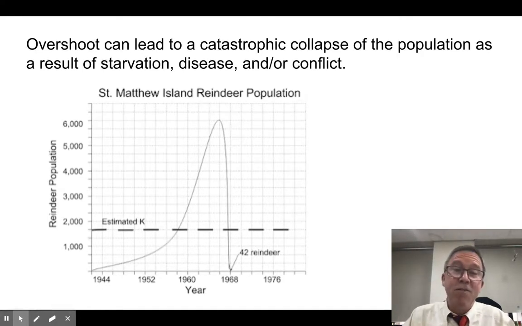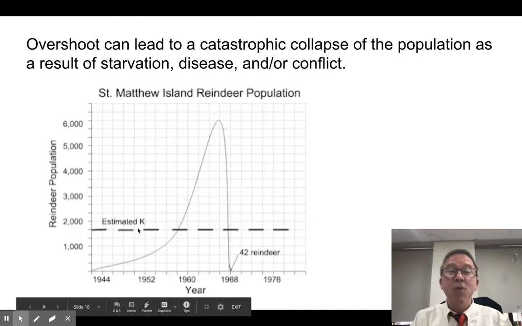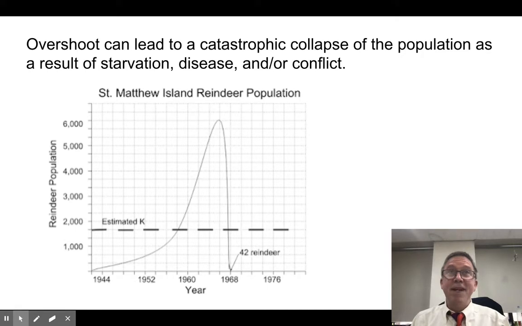Here's the thing about humans. We don't know what this is. We don't really know how many people our planet can actually feed. And we're growing exponentially right now, basically at our biotic potential. And this is worrisome.